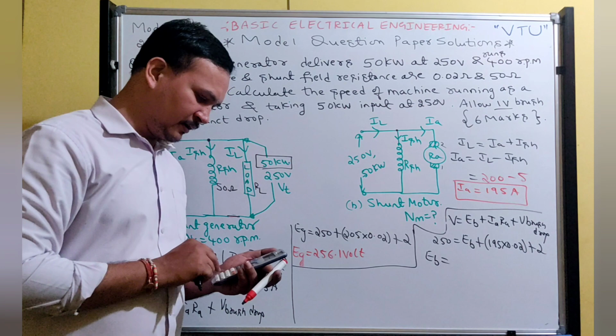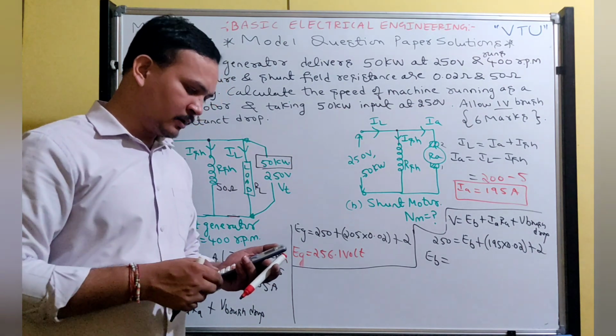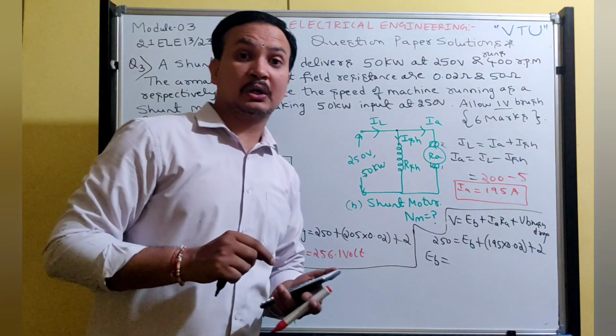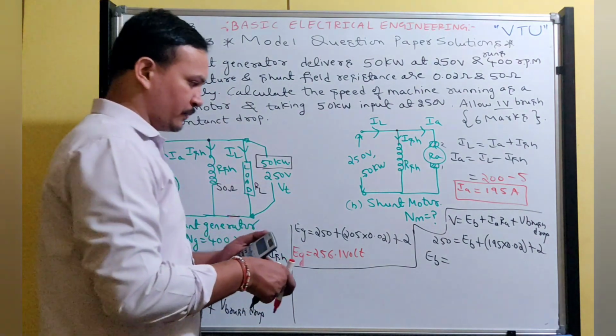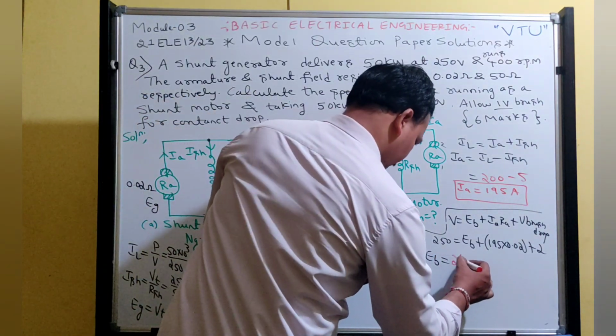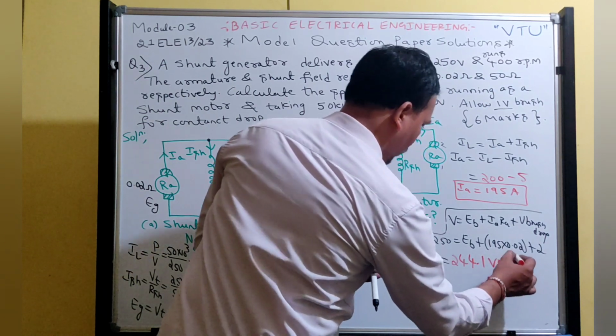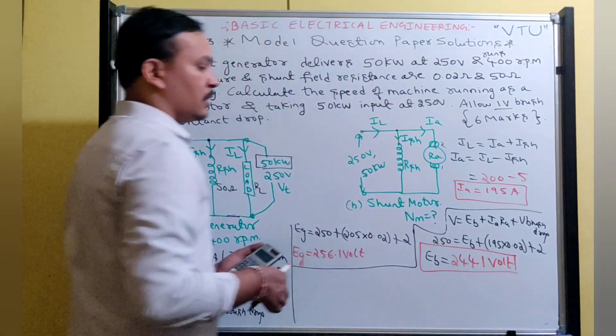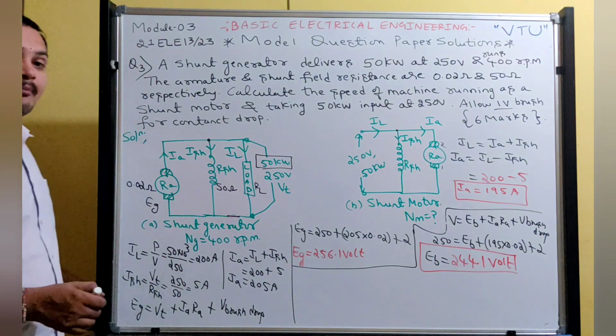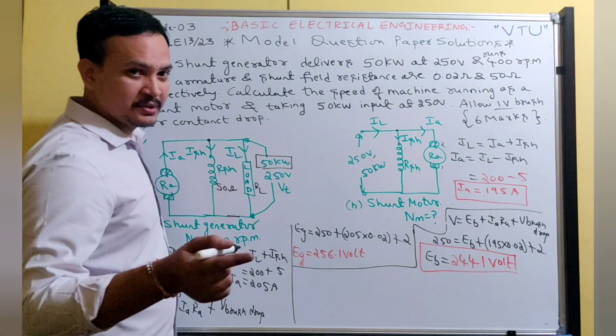So let me check how much we get. Do it properly, don't be hurried. So I have done it, I got 244.1. I hope you too got the same answer. So I am going to write that value, 244.1 volt. So this is the voltage generated in the motor due to generating action in a motor.